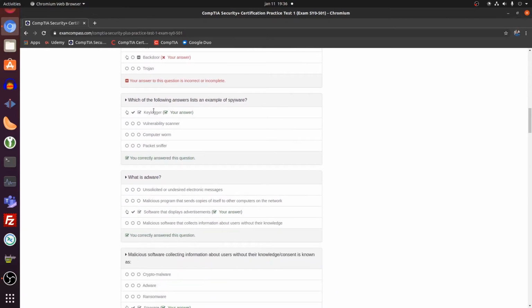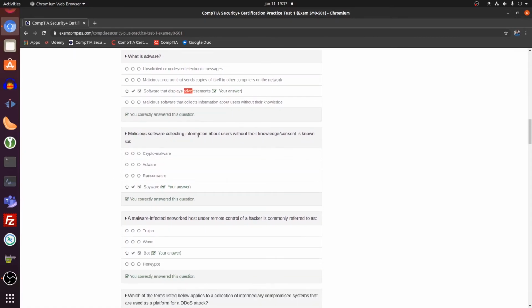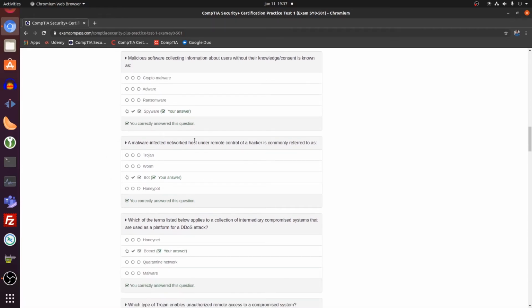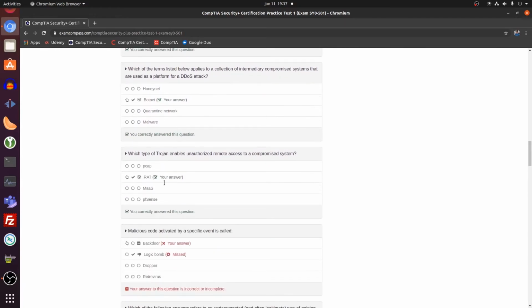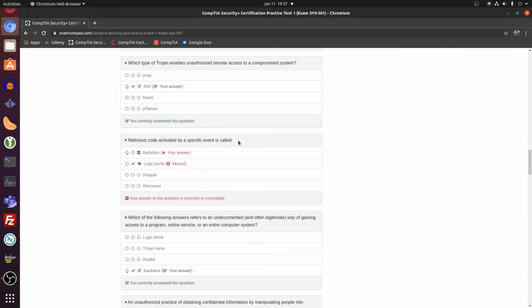Spyware. Keylogger was right. Adware. Yeah, it says it. Advertisements. Malicious code that's been served on the internet by advertisements. Okay. Malicious software collecting information is known as spyware. Yes. Okay. Bot and a botnet. Red was also correct. Malicious code activated by a specific event: logic bomb. I had no idea, but now I know.